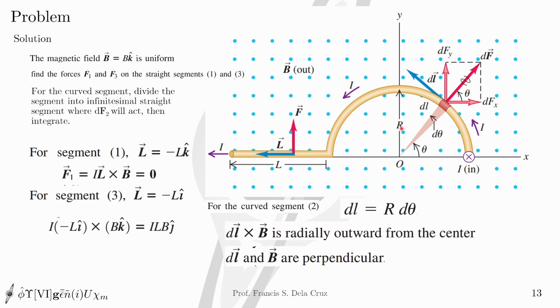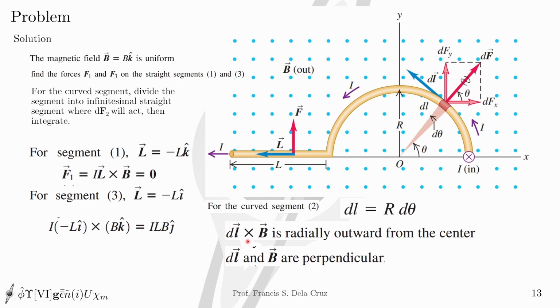Somehow the dl is related to the d theta, okay? And then this dl can be represented by r d theta. Somehow it will be easier to integrate with respect to theta rather than dl. So we're going to integrate with respect to d theta. That's why we represent dl as r d theta.